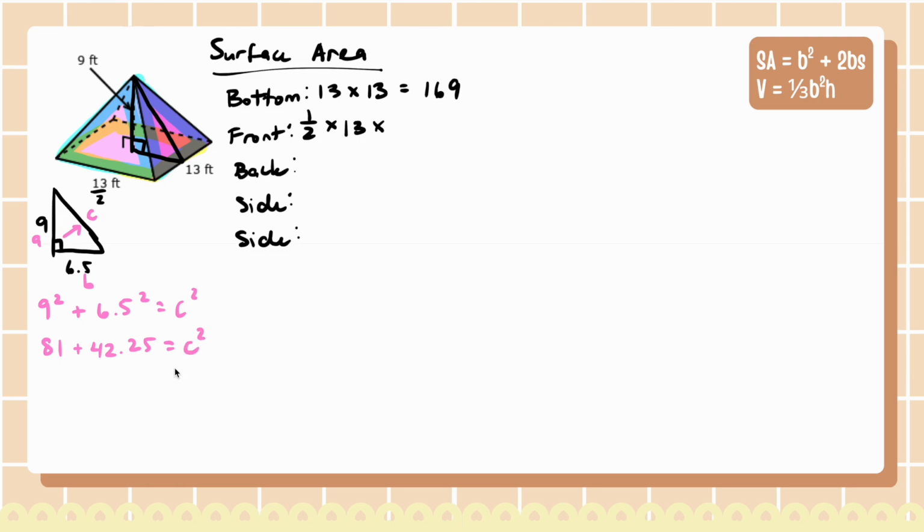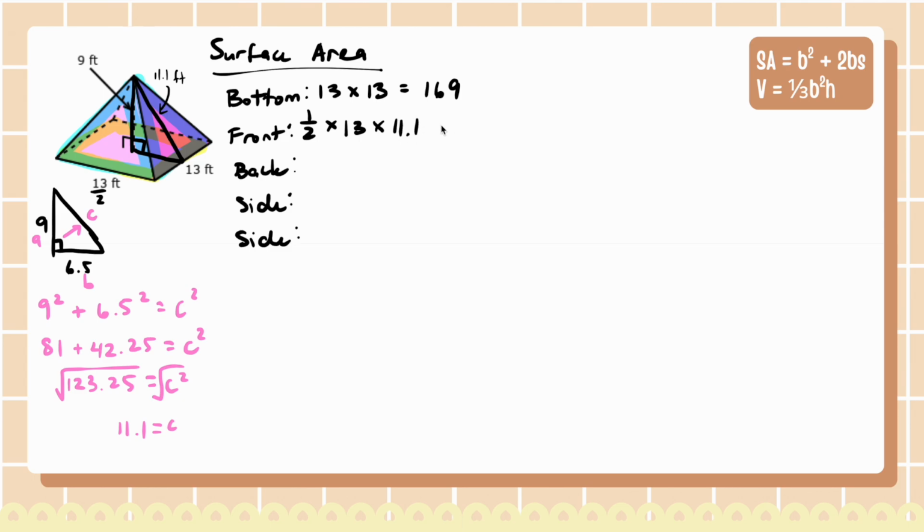equal to c squared. I want to add these two together to get 123.25. Again, all equal to c squared. And let's take the square root of both sides to get rid of that square. So all I'm left with is c is equal to roughly 11.1. I'm just rounding to the nearest tenth. So what we solved for is the slant height right here, which is the height of this triangle on the side. So I'm just going to go ahead and label this 11.1 feet. And that's the number that we're going to use over here.